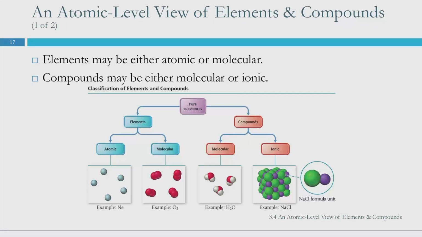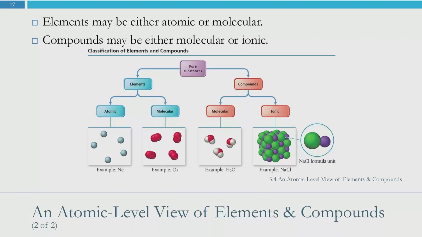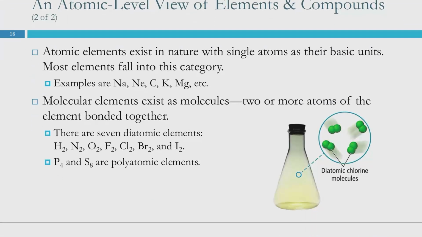All right, big breakdown of elements and compounds. For our pure substances, we can have elements, we can have compounds. Our elements can either be atomic, or they can also be molecular, and we'll talk about those. Our compounds can be either molecular or ionic, and we'll also talk about those, and that's a big part of the nomenclature, the naming convention stuff that we're working towards getting to.